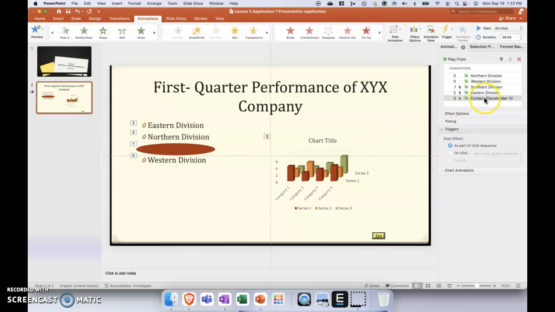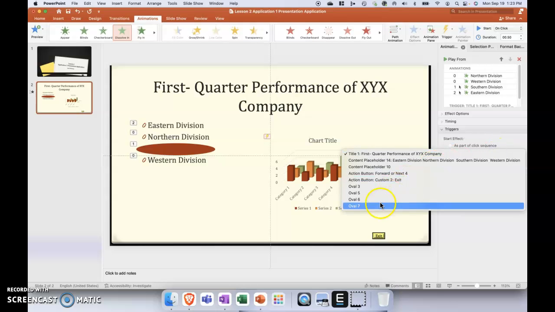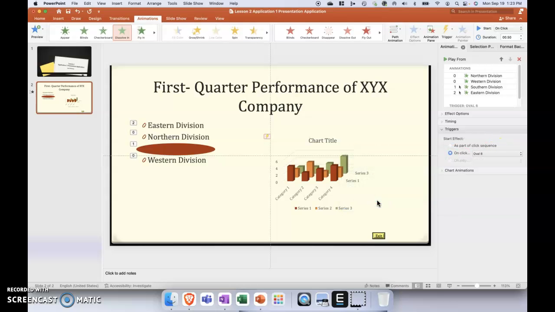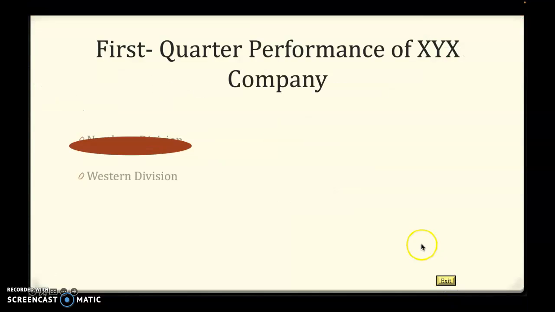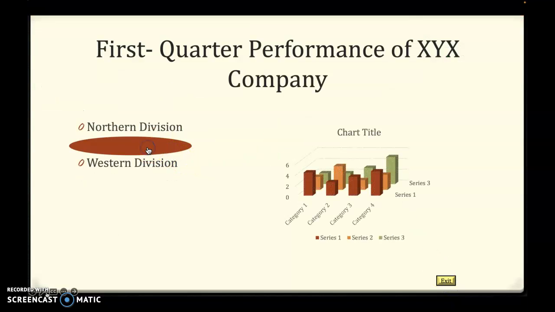And so that is content placeholder 10, so that's this animation. I want that to happen on click of this oval instead. So I can click on the content placeholder 10 in the animation pane, go to triggers for that one, and then on click of oval 6, that should come in. Let's have a look at this and see if that fixed it. There we go. So when I click the oval, now this comes in. And these are the pictures.